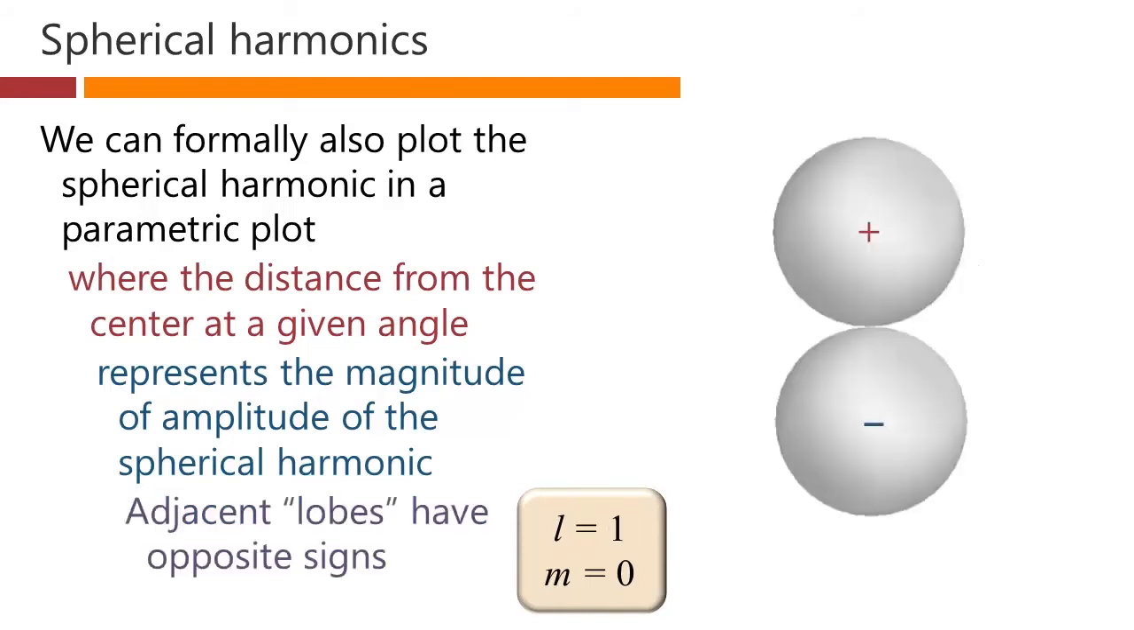For the L equals 1, M equals 0 spherical harmonic, now we have two lobes on this parametric plot, and they have opposite signs, so I've marked one as a plus and the other as a minus. So this really looks like two spheres, one on top of the other, but this one corresponds to positive amplitudes and this one to negative. And we can rotate this round in space just to get a clearer look at what this function actually looks like.